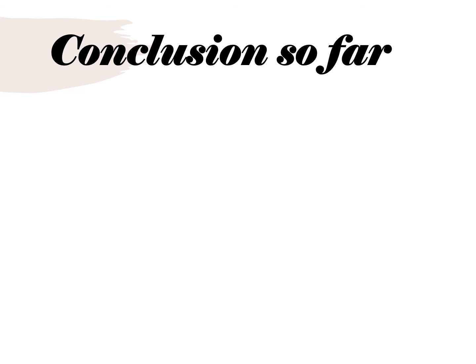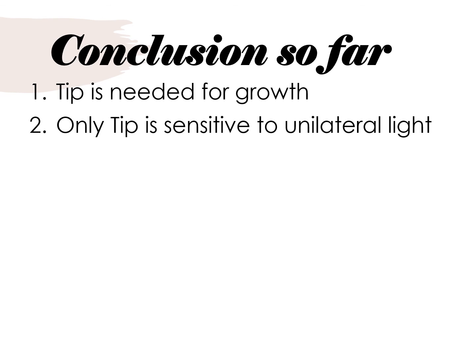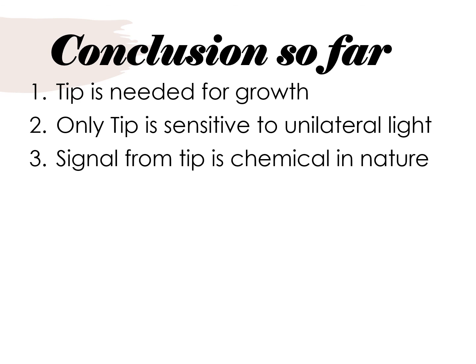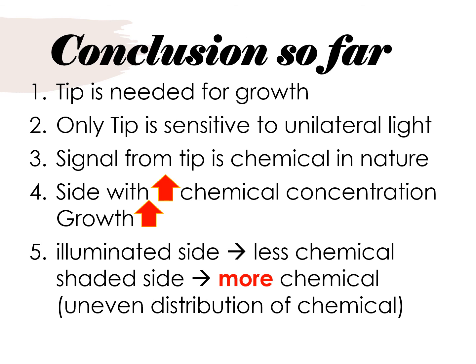Because of the hard work of different scientists and the experiments they have done on phototropism, the conclusions we have so far are: the tip is needed for growth. Only the tip is sensitive to the unilateral light. The signal from the tip is chemical in nature. The side with a higher chemical concentration will show greater growth. The illuminated side or the bright side has less chemical, while the shaded side has more chemical. Therefore, you can see an uneven distribution of chemical when there is unilateral light.